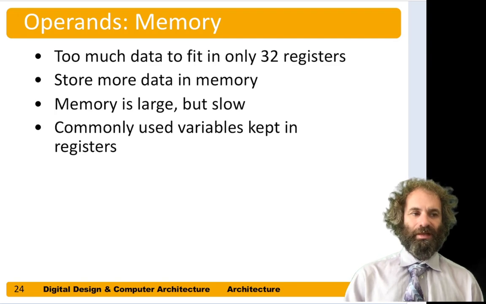For example, an embedded system may have kilobytes or megabytes of memory, and a laptop or PC or a mobile device will have gigabytes of memory. So we'll keep the most common variables in registers, and then we'll store the less commonly used ones in the larger but slower memory.